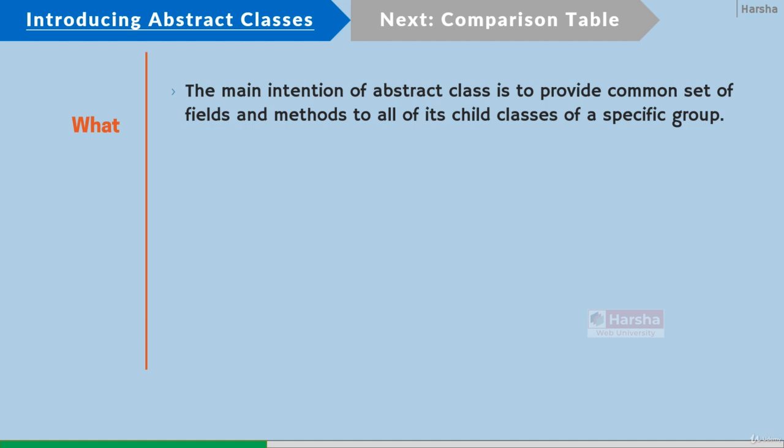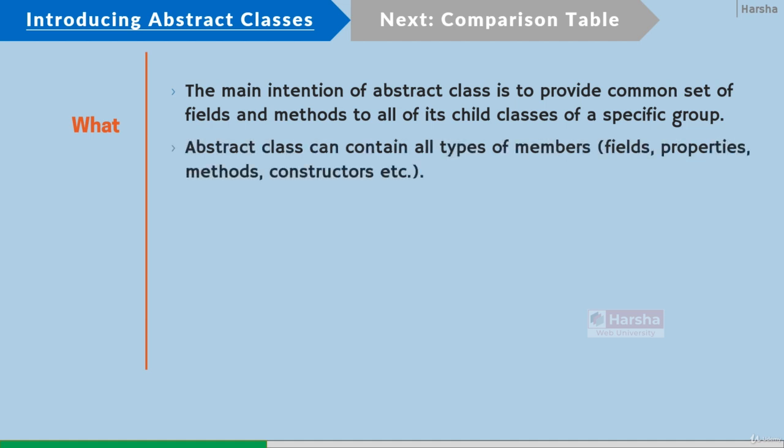So the main intention of the abstract class is to provide a common set of fields, properties and methods to all of its corresponding child classes. But an abstract class cannot be instantiated directly in order to call the corresponding methods. So if you want to really use the field, property or method of the parent class, as you cannot directly create an object of the abstract class, you can create an object of the child class, and only through the object of the child class can you access any member of the abstract class.